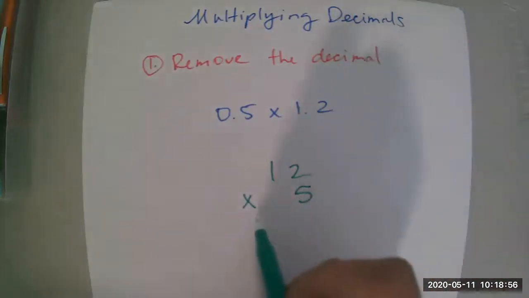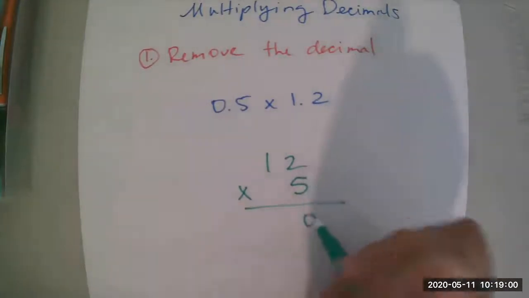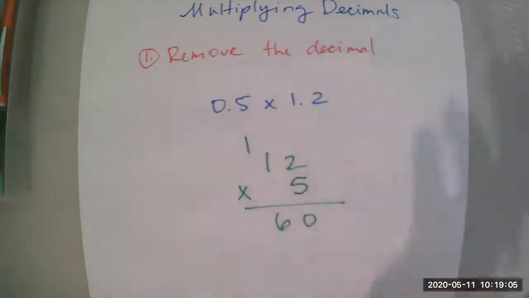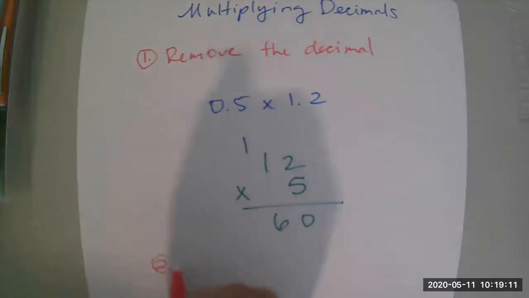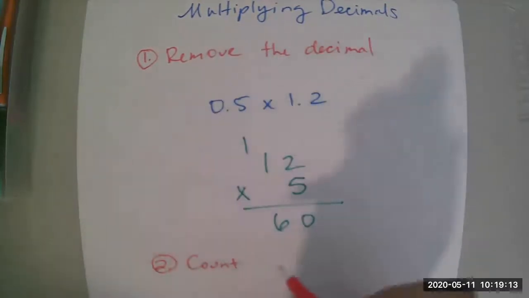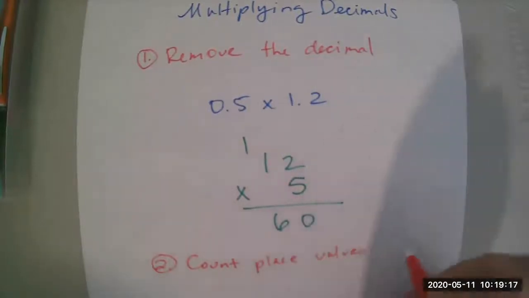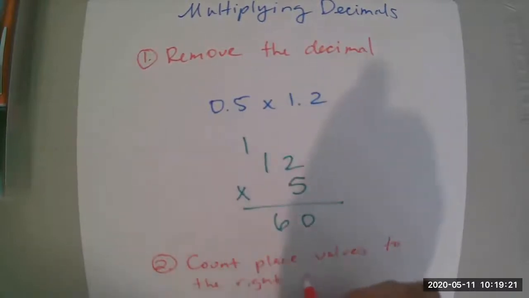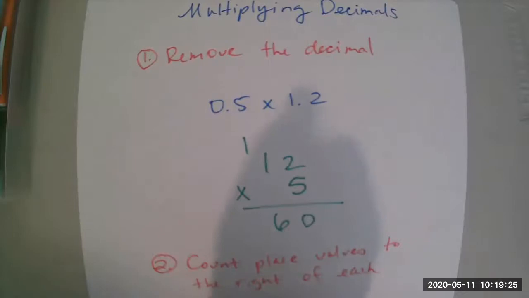Now I'm going to multiply as usual. So 5 times 2 is 10. Carry the 1. 5 times 1 is 5, plus 1 is 6. 60. Our second rule is count place values to the right of each decimal. So I'll show you what that means in a minute.